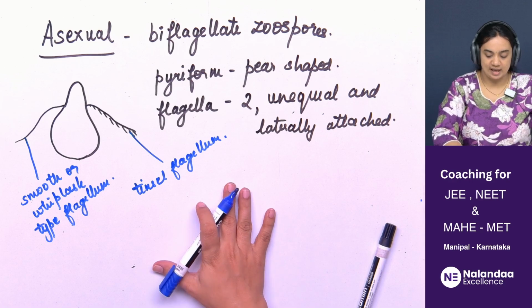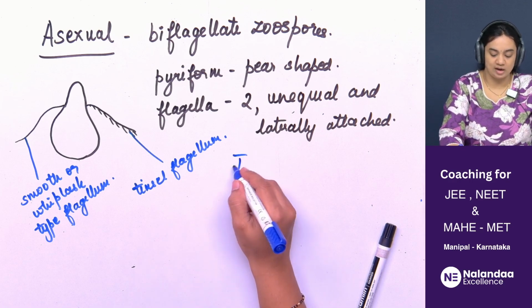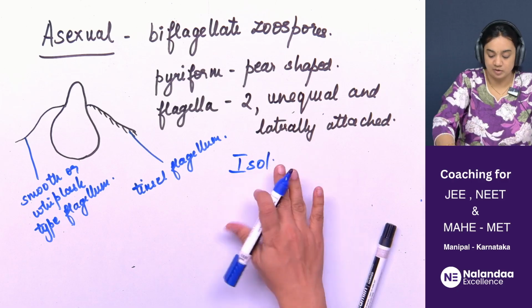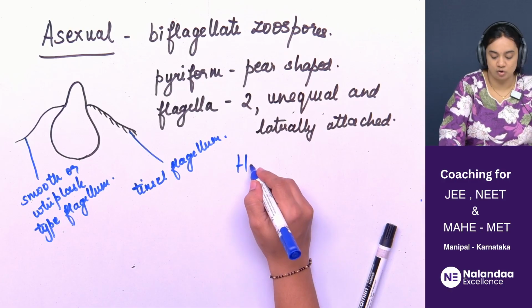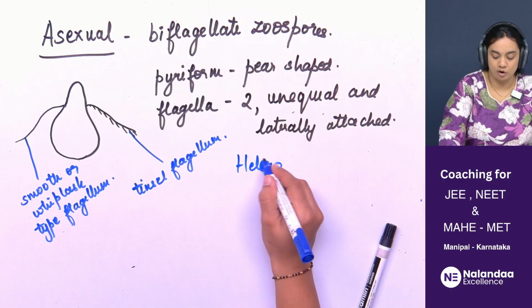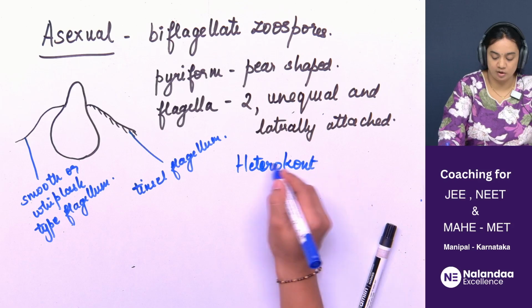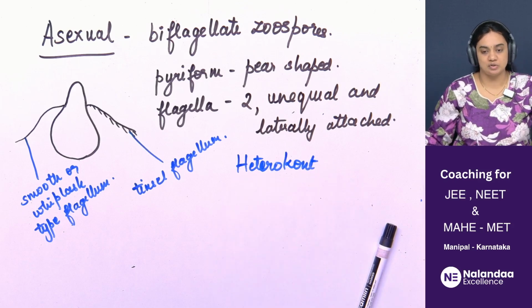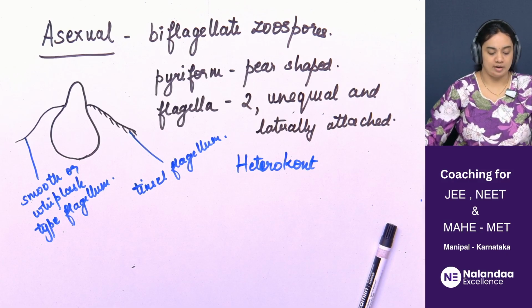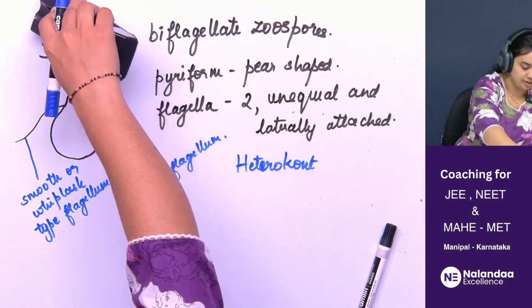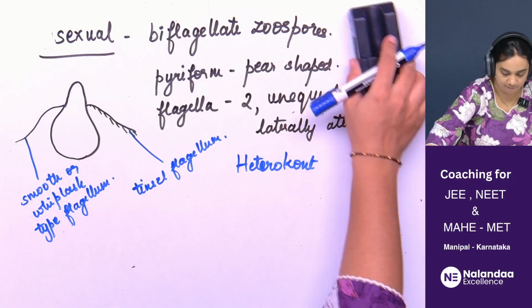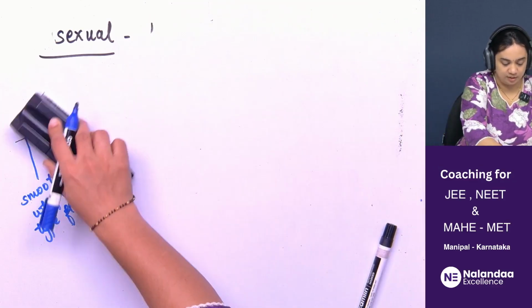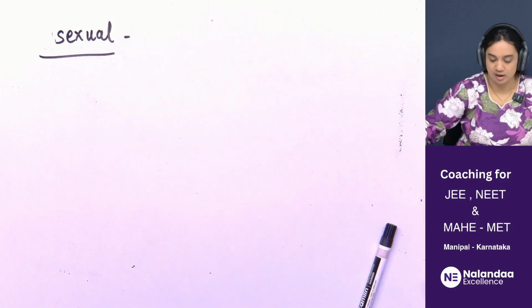Okay, so this type of unequal flagellum, we call it isokont condition. I'm sorry, not isokont, heterokont. When it is equal, we call it isokont. This is called heterokont. Okay, heterokont condition where two different types of flagella are formed. Is this clear? Yeah. All right. Next, we'll move on to sexual reproduction. Sexual reproduction, nothing major change. Again, it is isogamous, anisogamous, and oogamous. Okay.